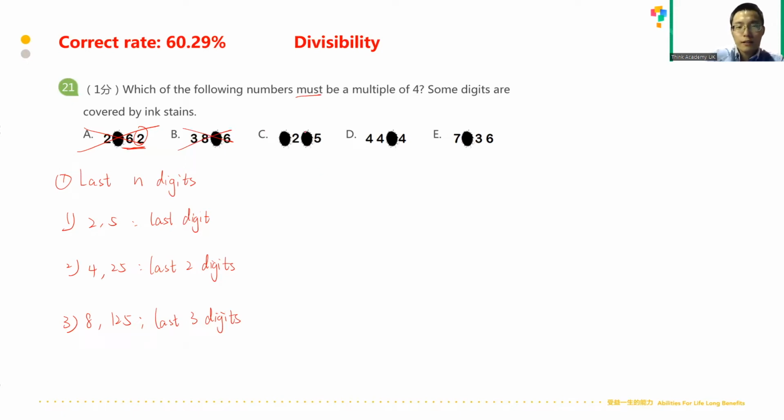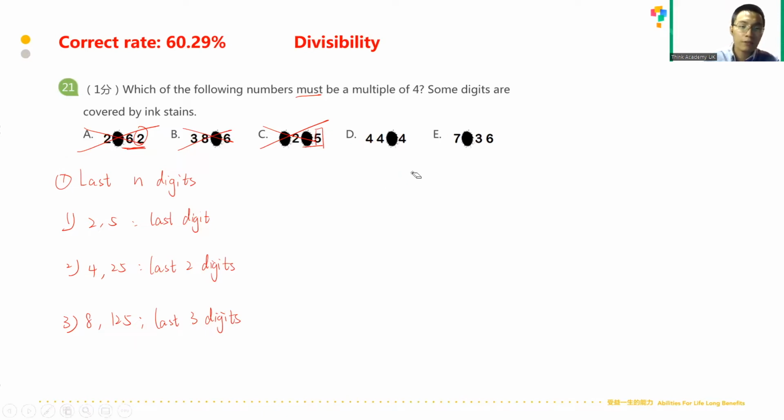And then for C, if you look at this, we have something 5. So a 2-digit number with units digit of 5. If you look at all the 2-digit multiples of 4, you'll find that none of them ends with 5. So that means C is definitely not a correct answer. And D, I know most of you made a mistake by choosing D, because 4, 4 something 4 looks almost certain that it must be a multiple of 4. So 1, 1 something 1, yeah?